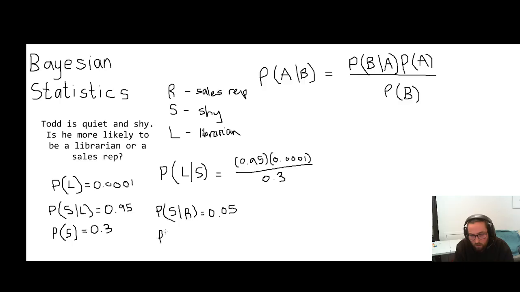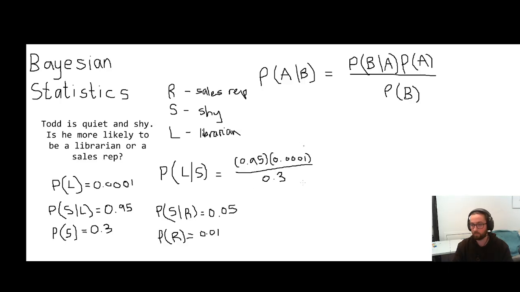And what's the probability of someone just being a sales rep in general? Well, it's still going to be very small. There are a lot of jobs, but in order to make my point, it's going to have to be a lot bigger than librarians. Let's say there are 100 times more sales reps than librarians. I'm just going to put this value at 0.01. It's 100 times the difference.